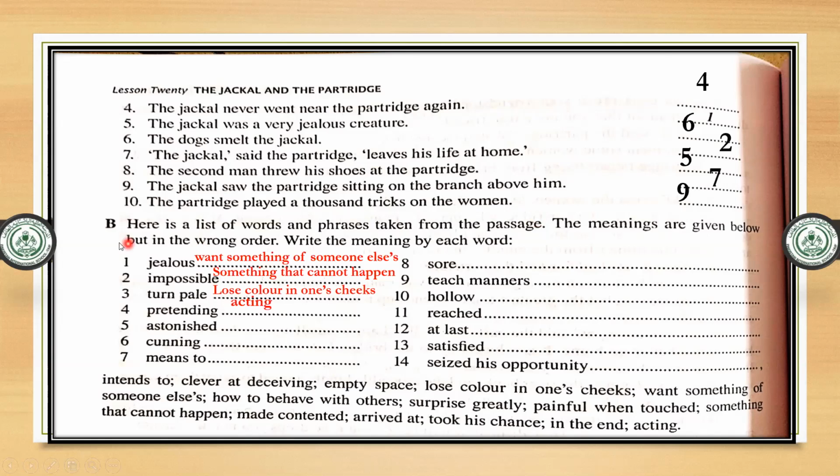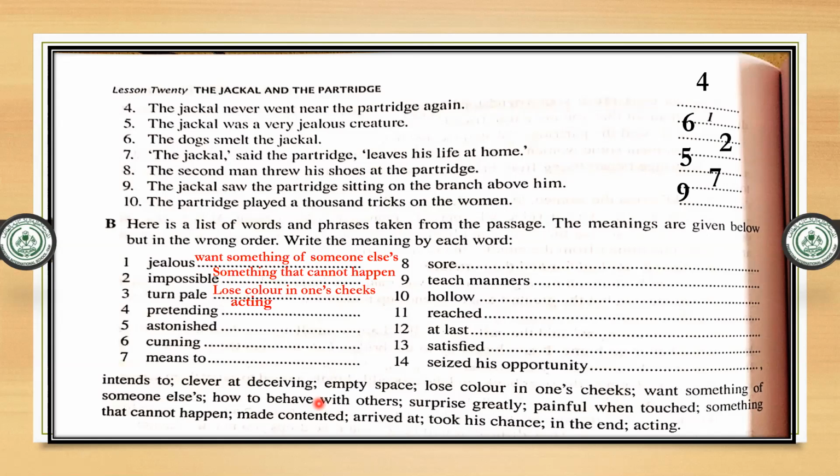And then we have exercise B. Here is a list of words and phrases taken from the passage. The meanings are given below, but in the wrong order. Write the meanings by each word in the correct order, dear students. Now, here is the meaning: intense, clever at deceiving, empty space, lose color in one's cheeks, want something of someone else, how to behave with others. Dear students, these phrases are the meanings of these words. It is not in the correct order, it is in the wrong order.